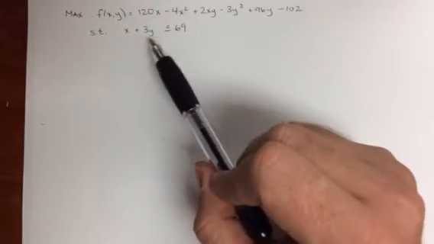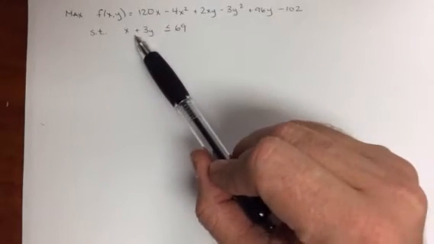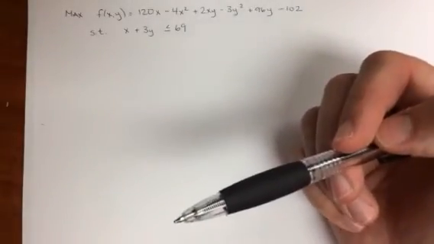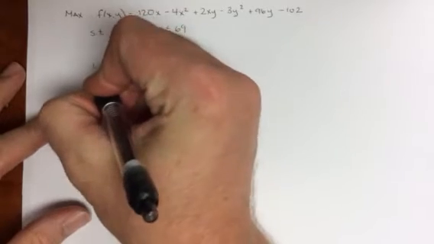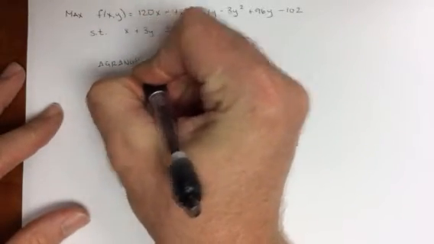And so we did this quickly in Solver. We just maximize this function and set a constraint of x plus 3y is less than or equal to 69, and we get our answer quite easily. The question is, what is Solver doing behind the scenes? And what Solver is doing is what's called a Lagrange.